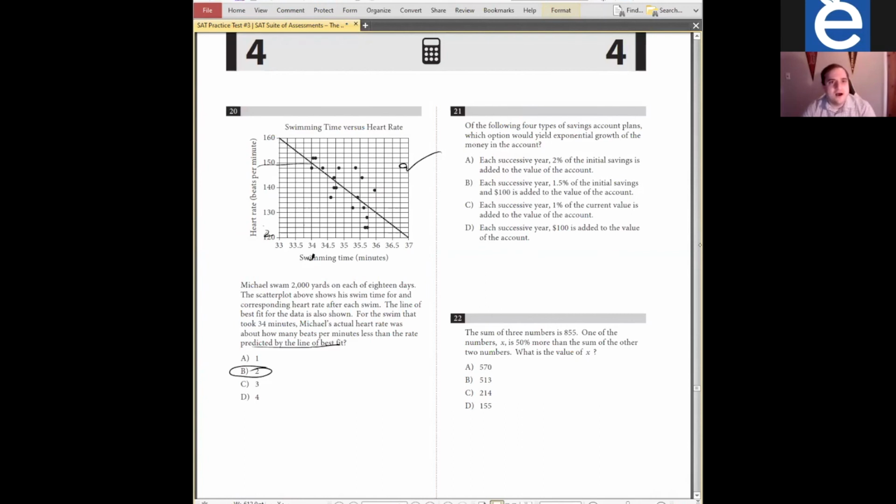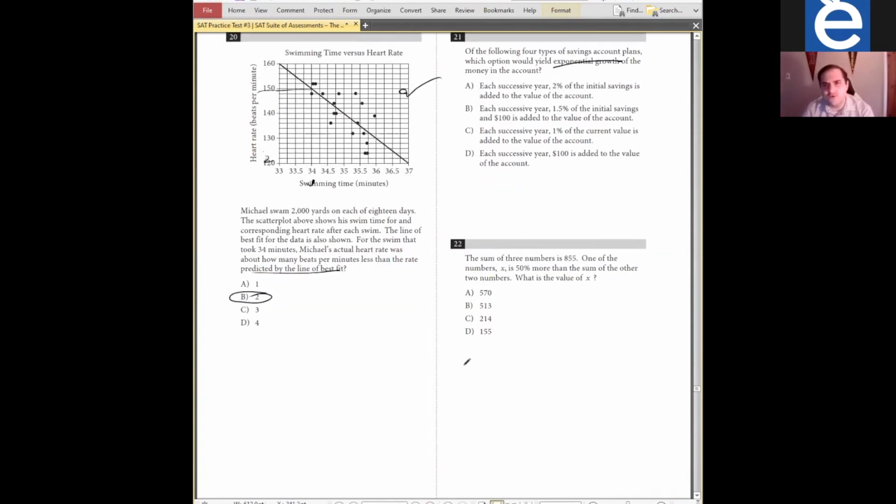Of the 4 types of savings account, which one would yield exponential growth? I don't know if we've actually talked about exponential growth. Just a real quick rundown on exponential growth equations. Here's how I like to conceptualize them. I'm big on conceptualizing things as words. It's what works for me. I find it's what works for my students, particularly the ones who don't think in math, they think in English.